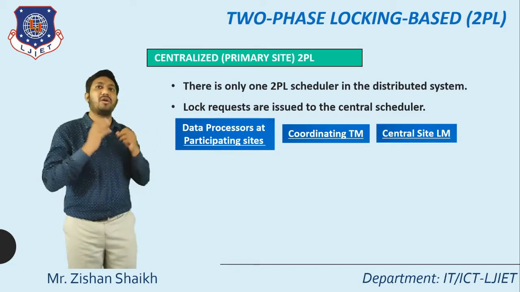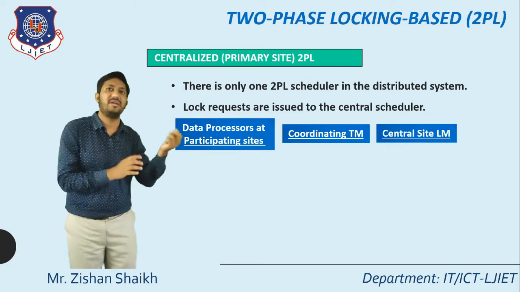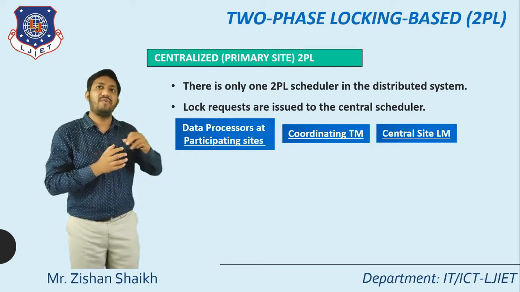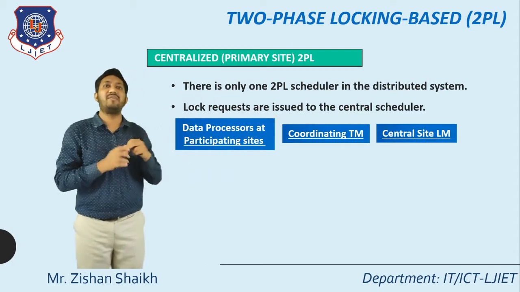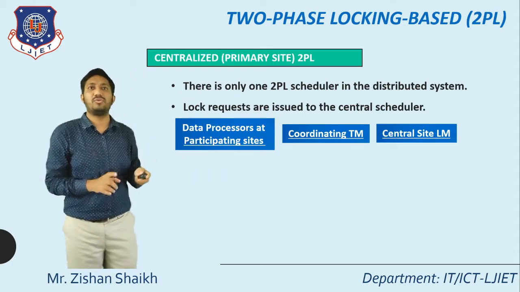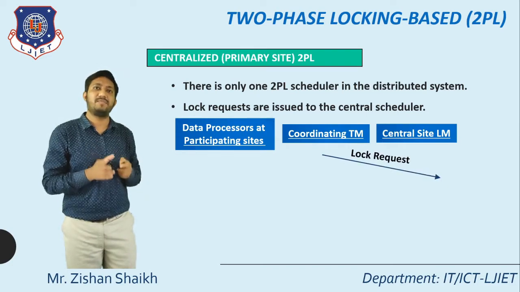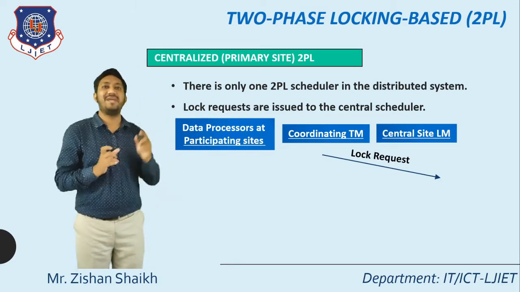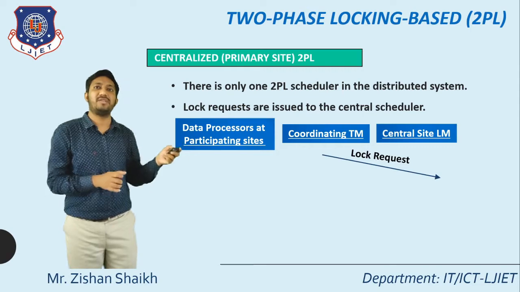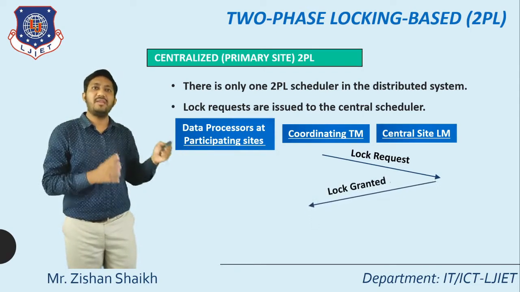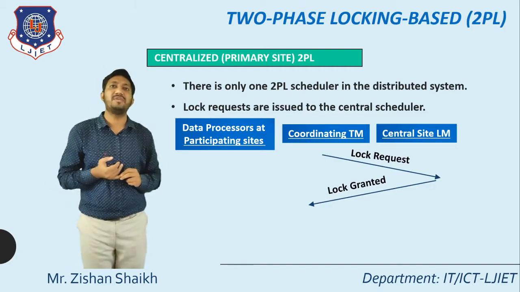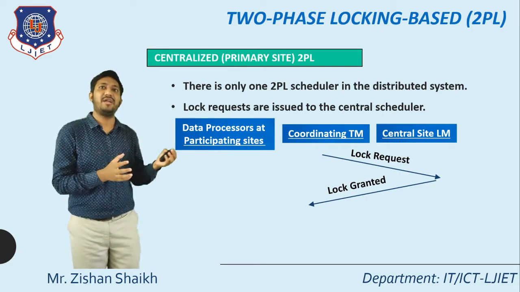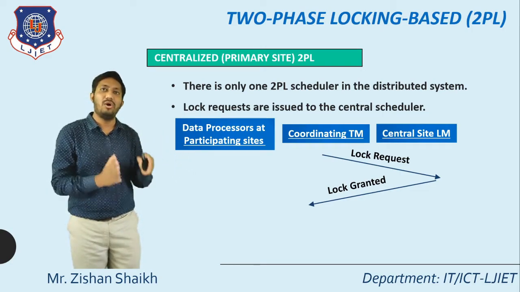If the control site has control of the scheduling algorithm, then it will handle it. But if the scheduler is not maintained there, it will forward that request to the site where the scheduler is properly maintained. When the data item is requested by the transaction manager, the lock request is forwarded to the centralized site where the lock manager handles the locks. In response, if the data item is not held by any other transaction, it is available to that transaction, and the lock is granted.